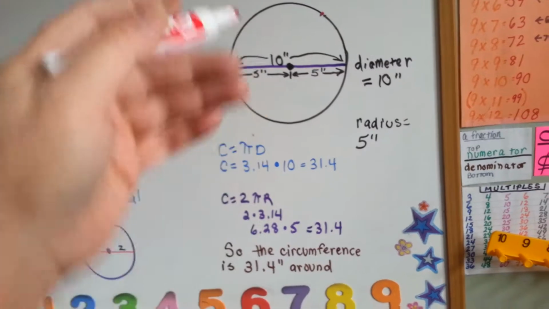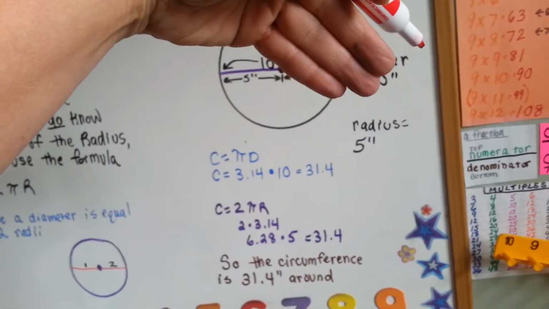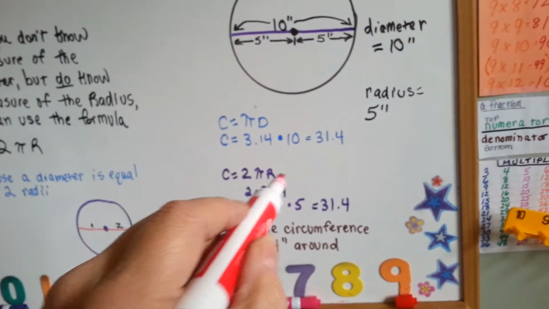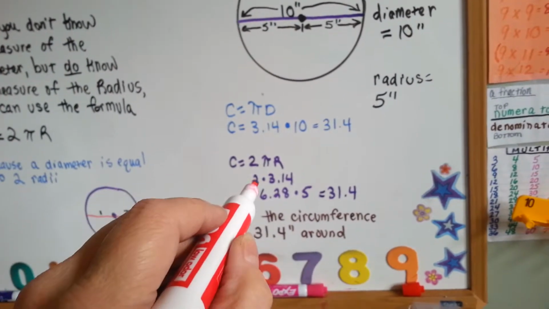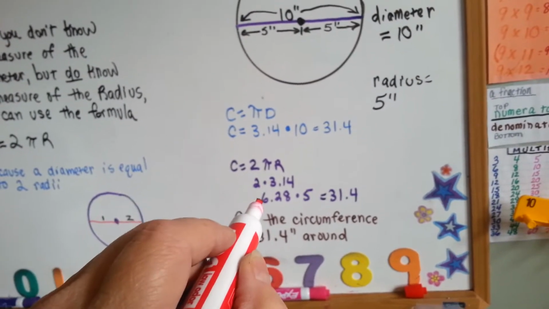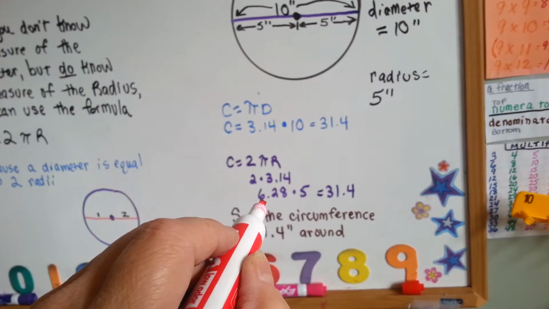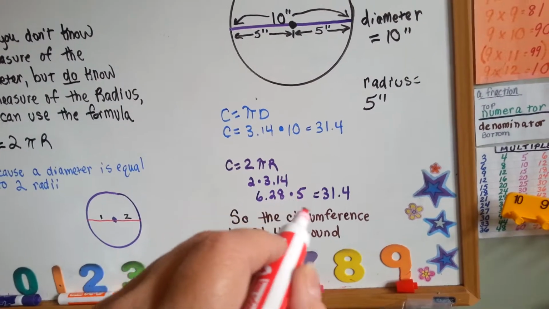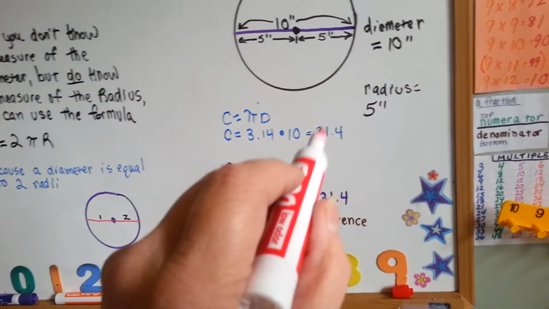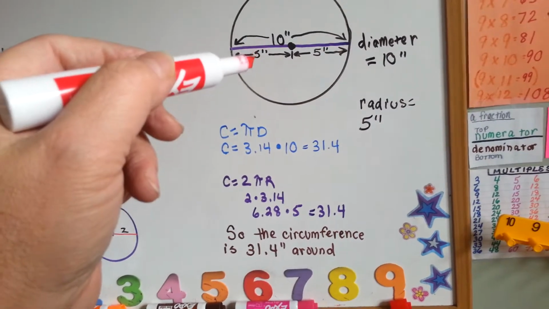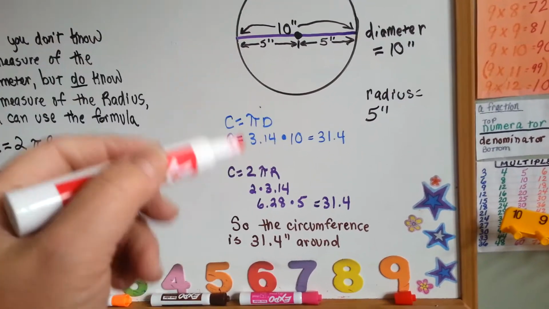So let's say this 10 isn't here, and all we know is that the radius is 5. Then we would say the circumference is equal to 2 pi r. So the circumference is equal to 2 times pi, which is 3.14, and we get 6.28. Then we multiply it by the radius, which is 5. 6.28 times 5 is 31.4, the same as this one, see? So either way, if you don't have the diameter and you only have the radius, you can still do it and get the exact same answer, okay?